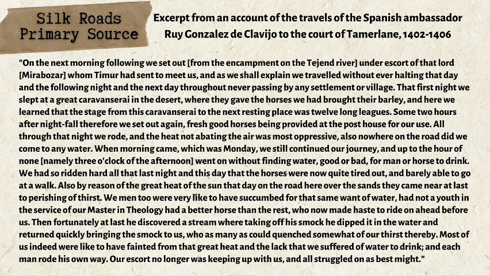The first night we slept at a great caravanserai in the desert, where they gave the horses we had brought their barley, and here we learned that the stage from this caravanserai to the next resting place was 12 long leagues. Some 2 hours after nightfall, therefore, we set out again, fresh good horses being provided at the post house for our use. All through that night we rode, and the heat not abating the air was most oppressive. Also, nowhere on the road did we come to any water.